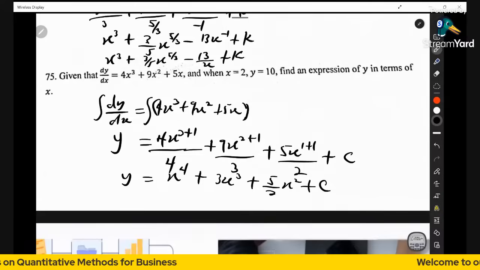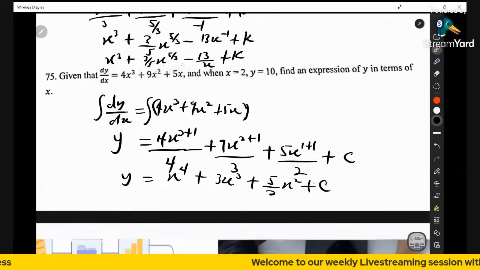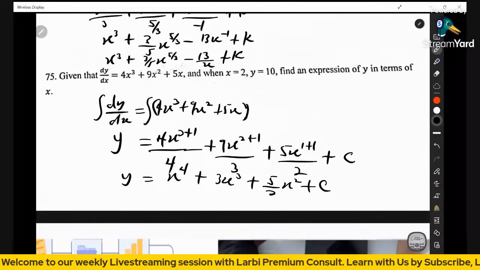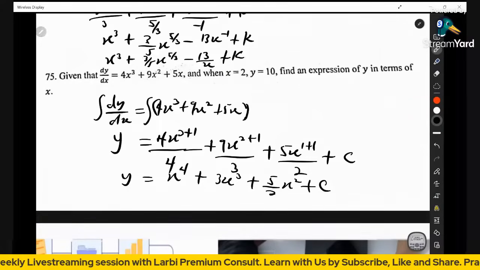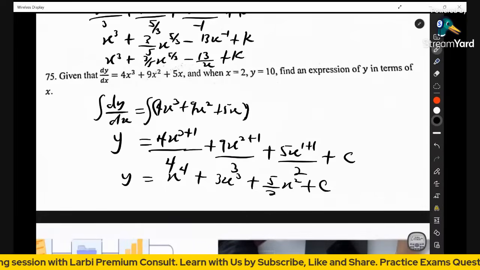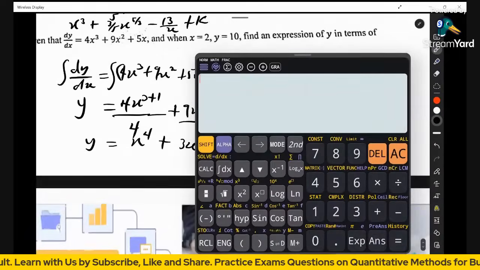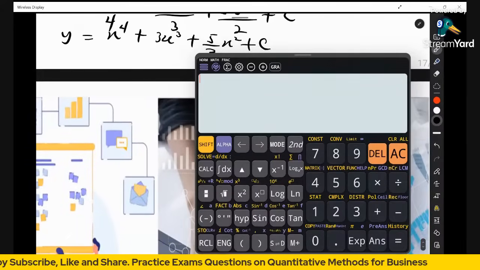But we are asked to find the value of y in terms of x. So we need to find a way to get rid of the c. That's why we're given these values: when y is equal to 10, x is equal to 2. So this is what you're going to do. You just have to bring in your calculator to help you get this done.